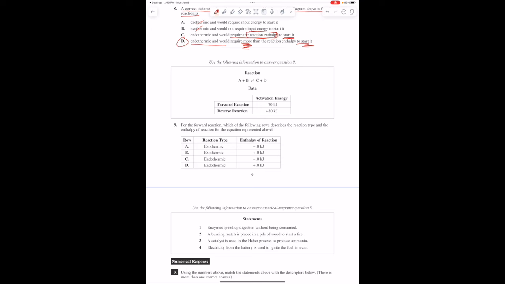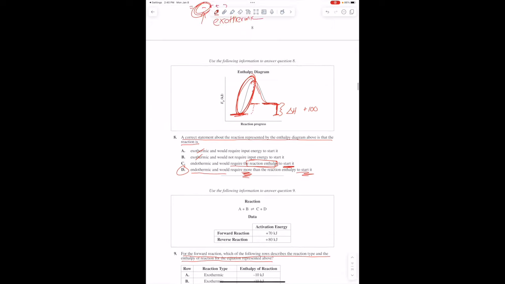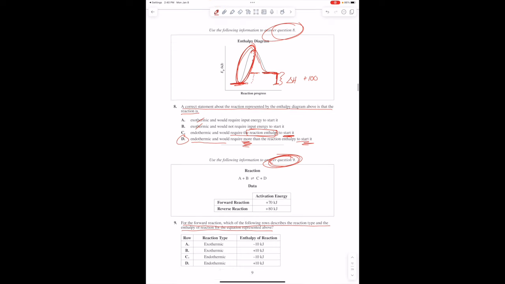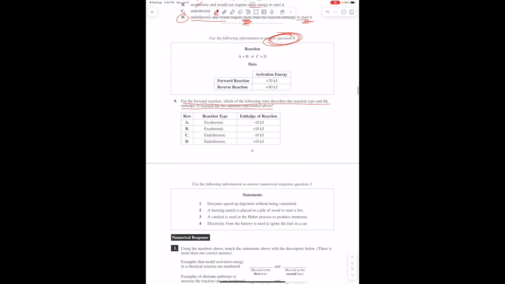Okay. Let's see what we got here. For the forward reaction, which of the following rows describes the reaction type and the enthalpy of reaction in the equation represented above? Okay, reaction type. This is for question 9. I wondered if this diagram was for both, but it's not. So, for the forward reaction, which of the following rows describes?